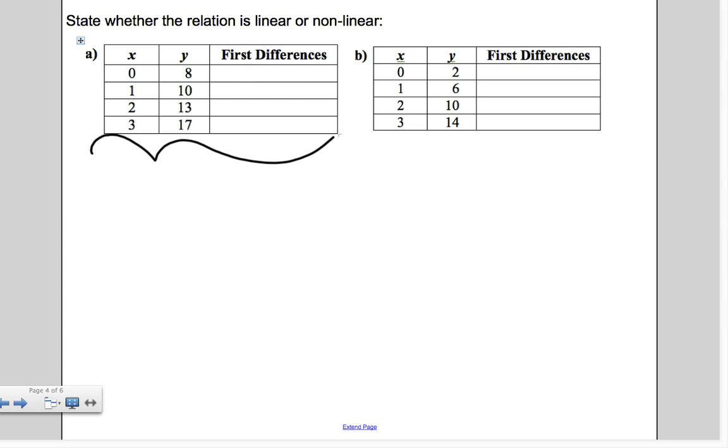At least I would give you the next x value, 0, 1, 2, 3. You don't have to look up 4 times to write that down. Actually, I think it's 4. The y values are 8, 10, 13, and 17.